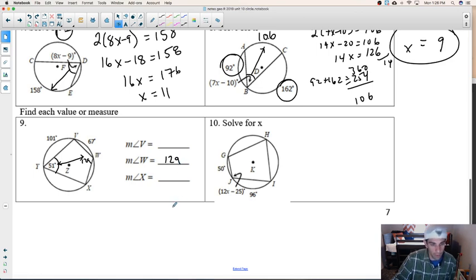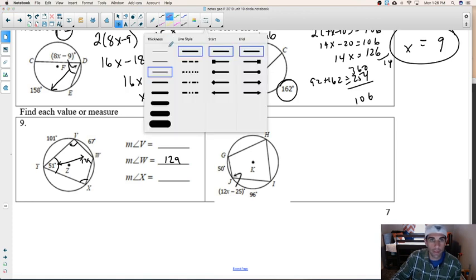Now what you're going to have to do here is try to figure out these opposite angles. And if you look, you really don't have too much from that. But it's going to go back to those inscribed angles. Okay, you don't have either. So let me get a different color here so that you can see what I'm talking about.